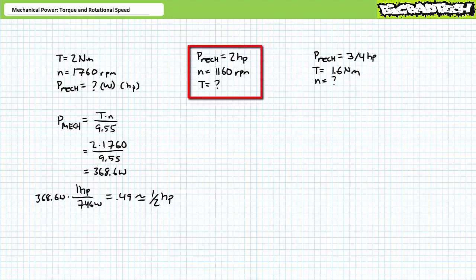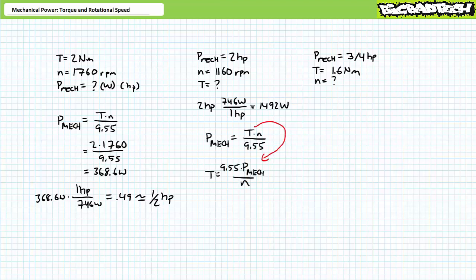Our second example problem features a motor exerting 2 horsepower of mechanical power while rotating at 1160 RPM. We're being asked to determine the torque in units of Newton meters. A unit conversion demonstrates 2 horsepower is equivalent to 1,492 watts. An algebraic manipulation of the mechanical power formula solving for unknown torque demonstrates torque equals mechanical power times 9.55 divided by rotational speed. Substituting our given mechanical power and rotational speed values into this algebraic manipulation demonstrates this motor is exerting roughly 12.3 Newton meters of torque.